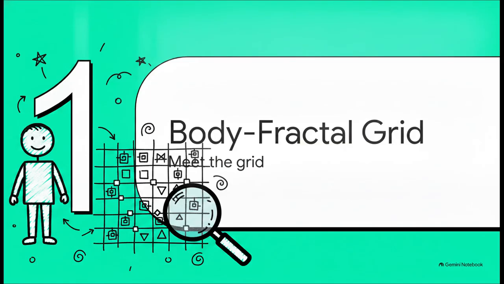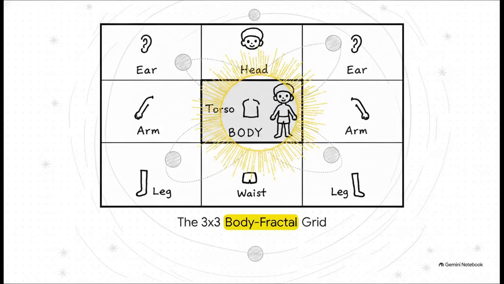Section 1. Meet the Body-Fractal Grid. Okay, let's dive into this. Take a look at how the central cell in this 3x3 grid is visually emphasized. It's got that gray background, a much heavier border. It holds the complete human figure, the torso icon, and the word body. Think of this center square as our conceptual whole, right? It's our anchor, our sun, if you will.